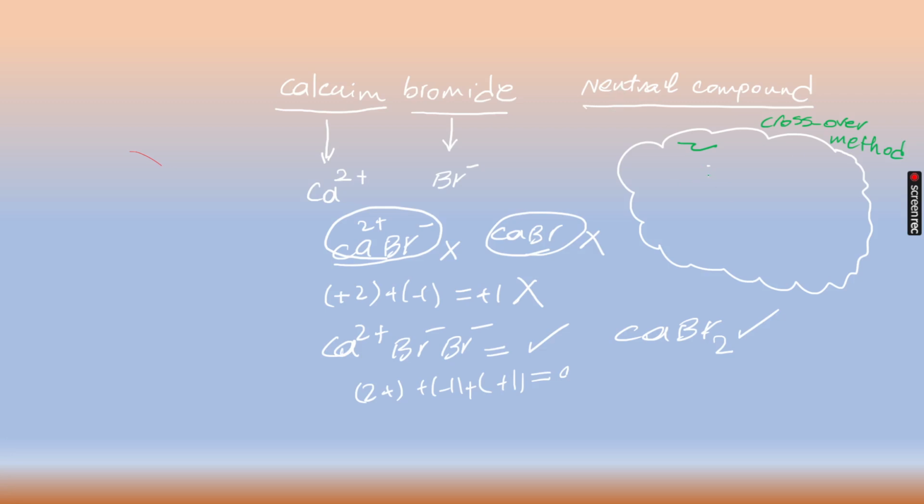neutral compound. For example, calcium and bromine. You know that the calcium is a 2 positive and the bromine is a -1. So the valency for the calcium is a 2 and the valency for the bromine is 1. So the calcium gives the valency to the bromine and the bromine gives the valency to the calcium. So it means 1 calcium and 2 bromine.